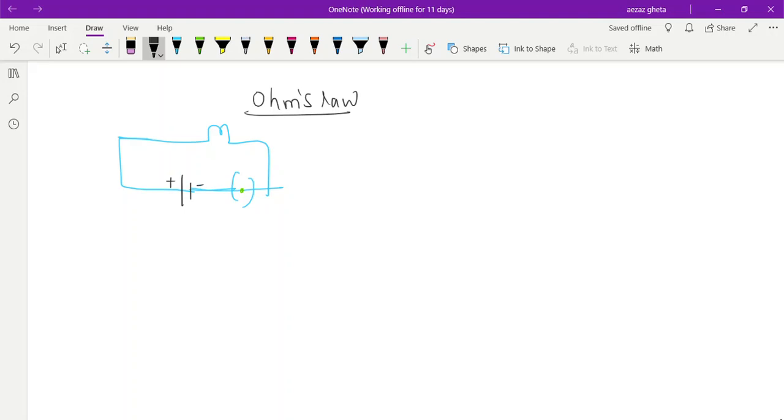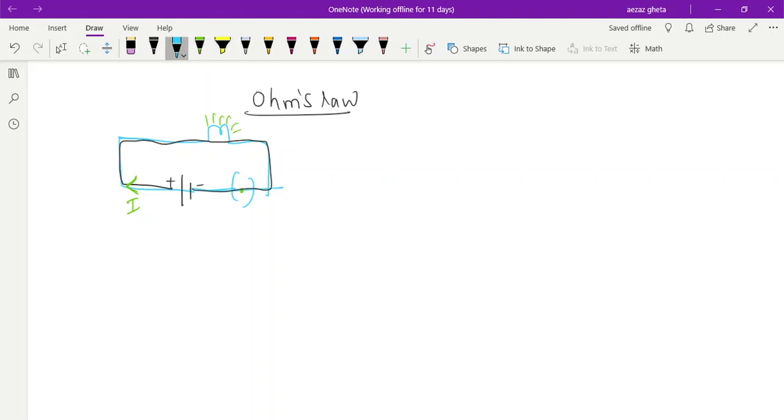So if you connect a cell or a battery, that will make the electrons flow in a particular direction. Electrons flow from the negative terminal of a battery to the positive terminal. If electrons are flowing from negative terminal to positive terminal, then this will be the direction of current, from positive. So these electrons carry the energy, and this energy will be given to the bulb, so the bulb will glow.